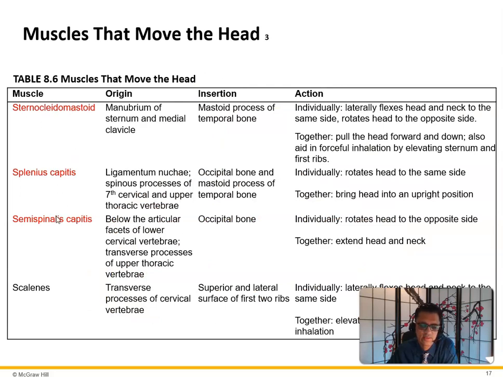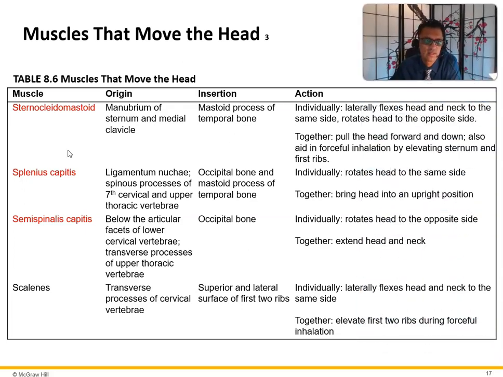So the reason I highlighted these in red is because those are on your worksheet. Okay, so those are on that worksheet that you were doing. So you have the manubrium of the sternum and medial clavicle. Individually, they will laterally flex the head and rotate the head to the opposite side. So think about the right sternocleidomastoid. If I contract it, if I bring it this way, it actually helps me rotate to the left side. If I contract the left, it'll actually help me rotate to the right side. If they both contract together, then together they're going to pull the head forward and down. So that's a good thing to know for the quiz or for the exam, what the action of these muscles are.